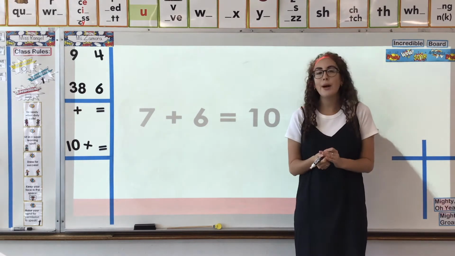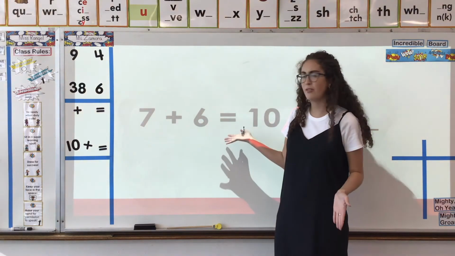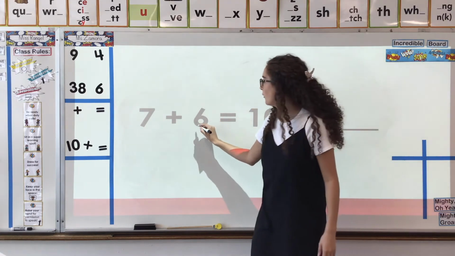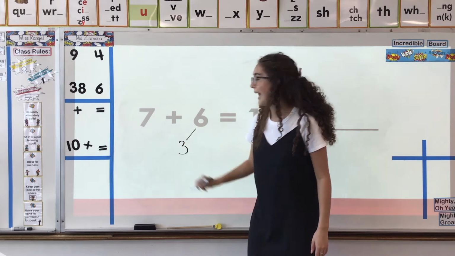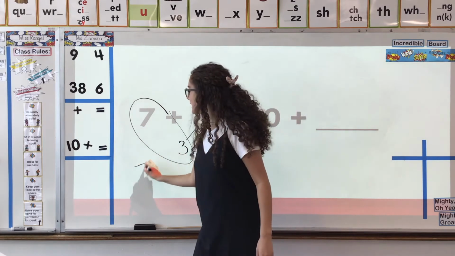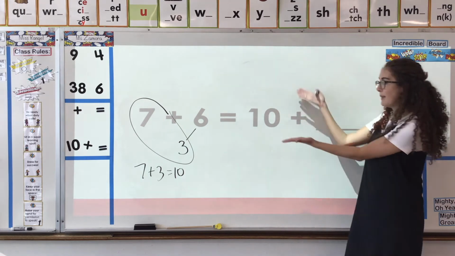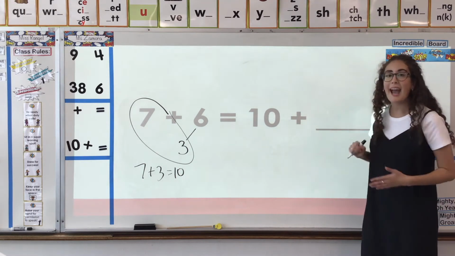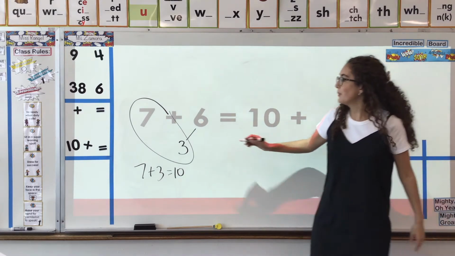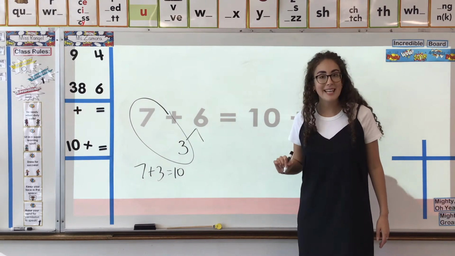So we have a plan, but where is that 3 going to come from? The other number. So with 6, we're going to take out 3 because we know to make our 10, 7 plus 3 equals 10. So we made our 10, but what are we going to add to it? 10 plus what's left over from the 6.